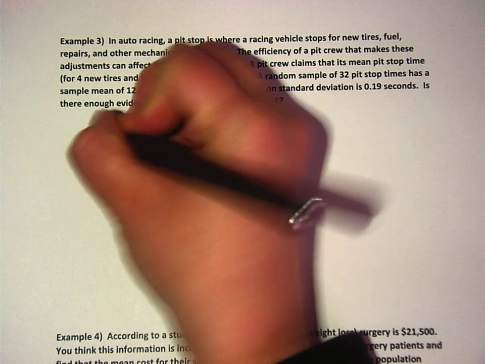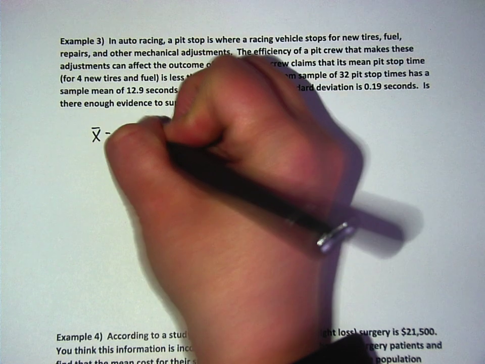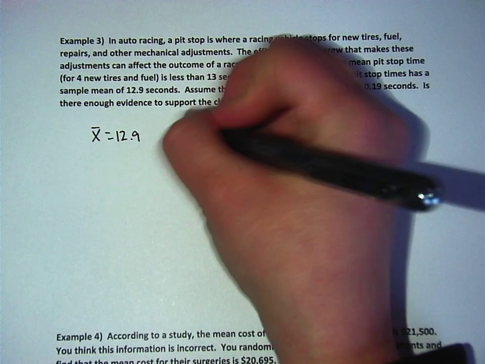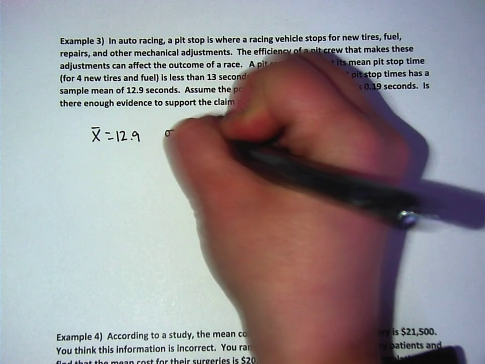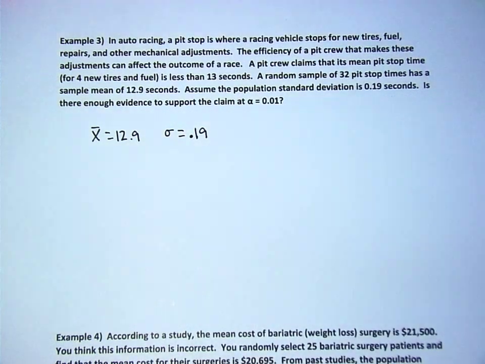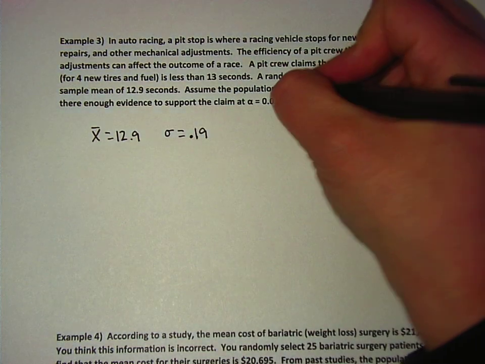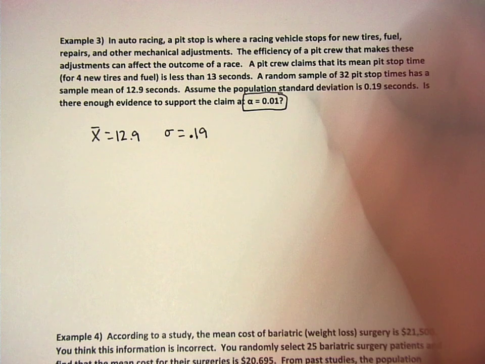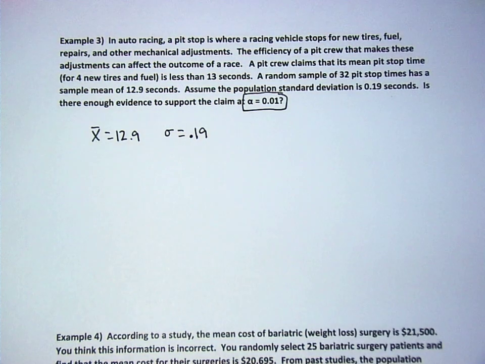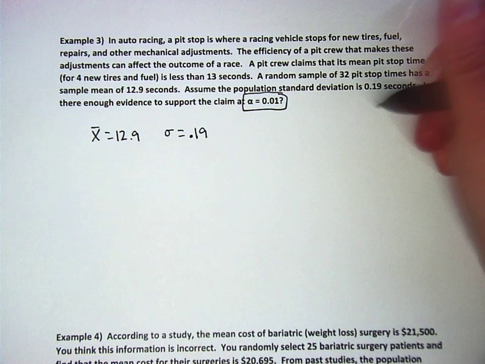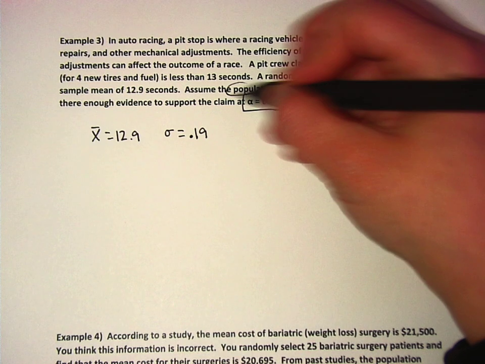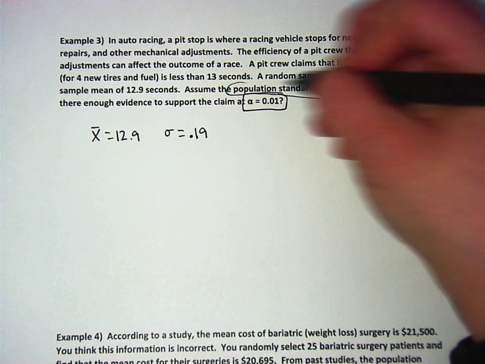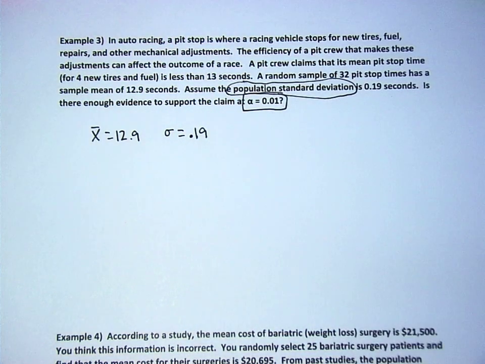All right, so we've got a sample mean here of 12.9 seconds. We're assuming that the population standard deviation is 0.19. That's what tells us this is going to be a z-test. Is there enough evidence to support the claim at alpha equals 0.01? What tells us it's gonna be a z-test? Because it was a population standard deviation. If it was a sample standard deviation, that would be a t-test, which is what we're doing next lesson.